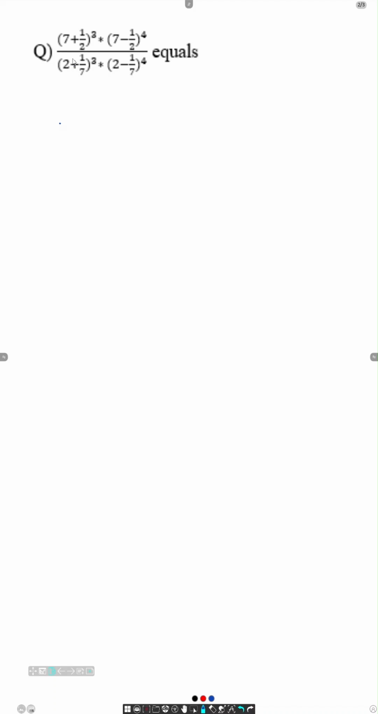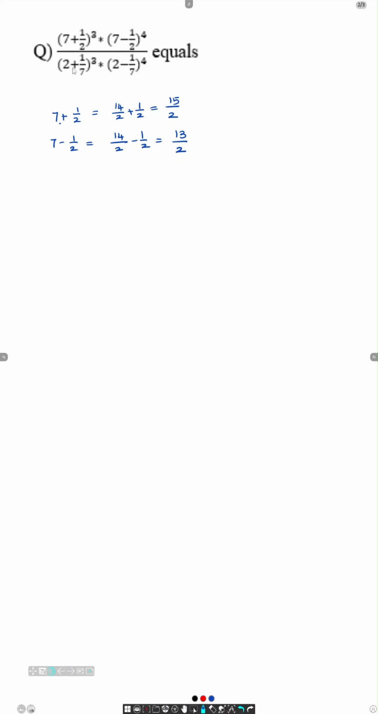We can see that the bases are given in brackets. So let us solve the bases. So bases in numerator. 7 plus 1 by 2 can be written as 14 by 2 plus 1 by 2, which is 15 by 2. 7 minus 1 by 2 is 14 by 2 minus 1 by 2, which is 13 by 2.